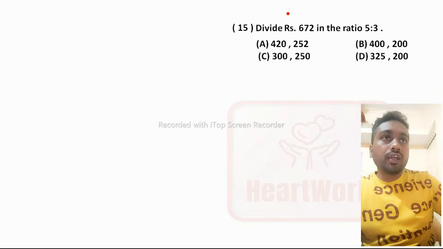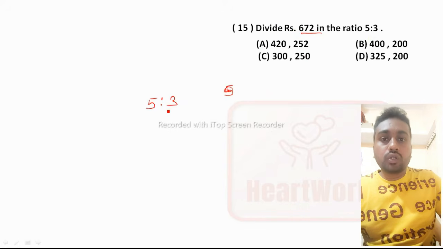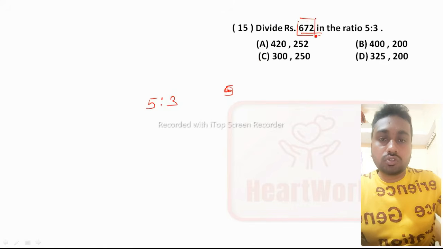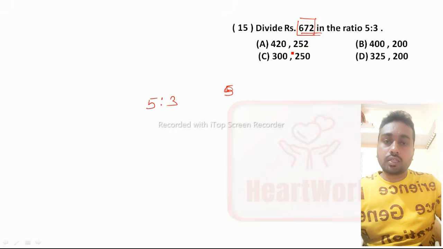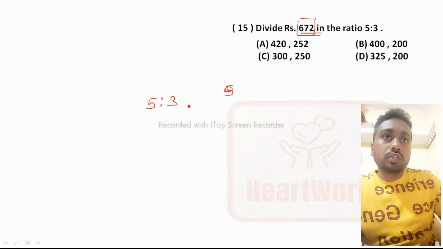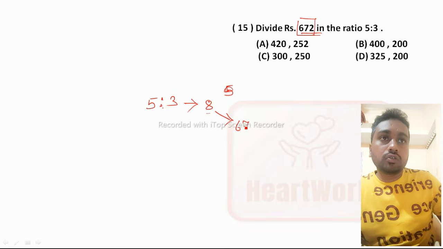Next. Divide rupees 672 in the ratio of 5:3. So what is the question? The ratio given is 5:3. It asks that if you divide this amount in the ratio 5:3, what is your answer? Means how will you divide it. First we see the ratio. If we add these, it comes to 8. So 8 parts are divided among this ratio 5:3.